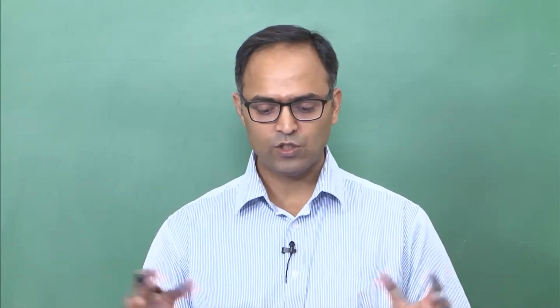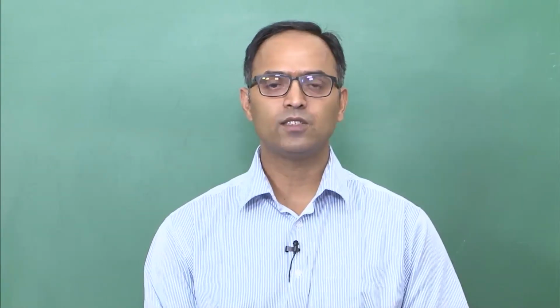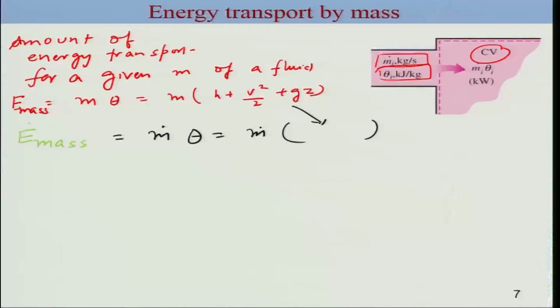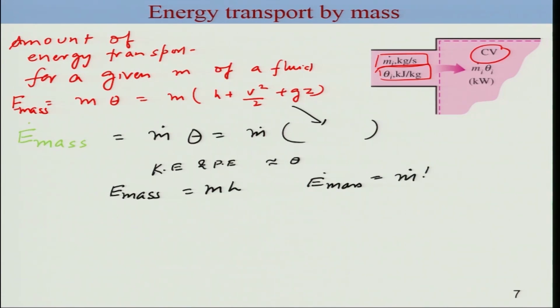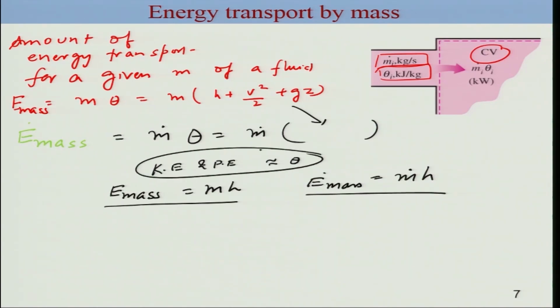Because the major change for the system which we typically consider is due to the change in the enthalpy. So in that case, when you consider your kinetic energy and potential energy negligible compared to the enthalpy, your E mass can be written as m h, or your rate of energy transport due to this flow of mass in the system is m dot h. So this is the expression we are going to use for the case when we can consider kinetic energy and potential energy negligible.